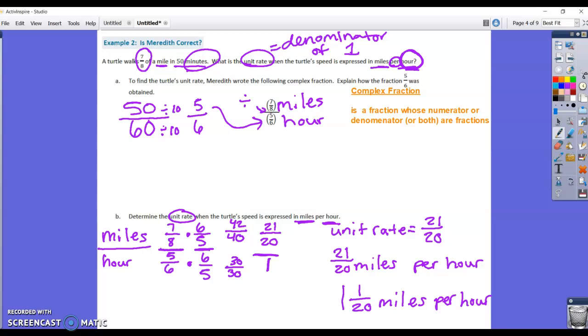Okay. We're showing it this way so that we make sure that we can see the number of miles per hour. So we can see that we have a denominator of 1 right here, and that what is at the top is the number of miles, so that you understand that it's not 21 miles per 20 hours. It's 21/20 mile per hour.